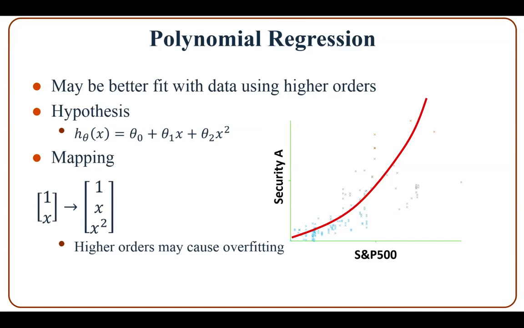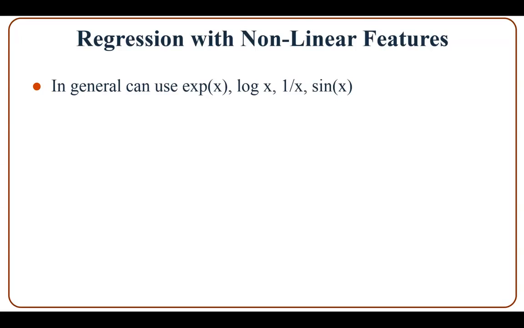Sometimes it may be better to fit the data using higher orders. So this is a case of polynomial regression. Looking at the data, the problem that we saw previously with S&P 500 and security A, it looks like if we fit using second order, it may be better. So in this case, we map this feature vector to a higher order, and we have to be very careful, because very high orders lead to what we call overfitting. And in general, we can use any functions such as exponential, log, inverse, and sine.